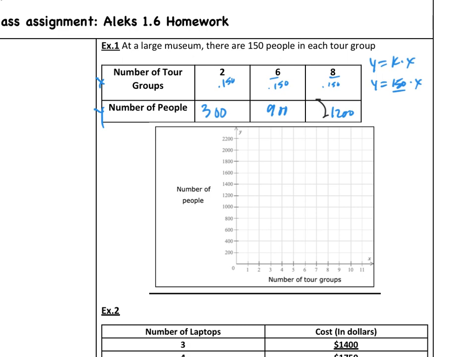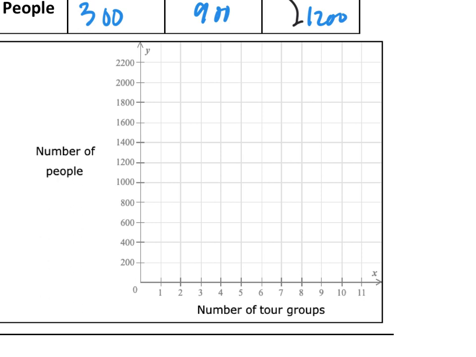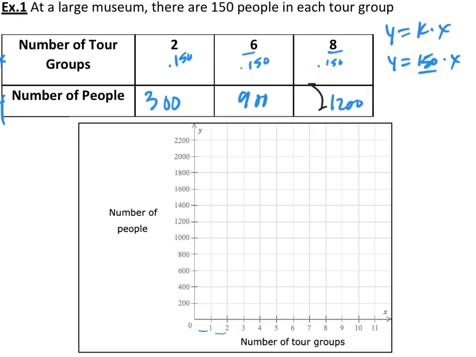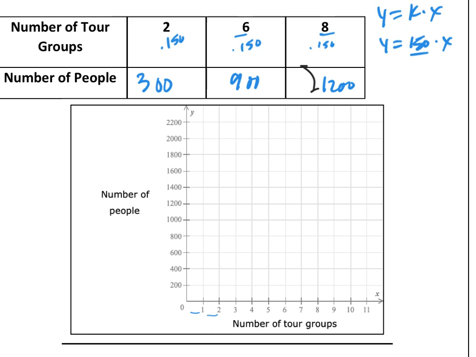Now notice that this graph is in even increments. In other words, it's 1, 2. It doesn't jump to 4 or 6. It doesn't jump by the table. So we have 2, 6, and 8. It doesn't go 2, 6, 2, 6, and 8. It doesn't do that, because that's not how you draw an accurate graph, okay?